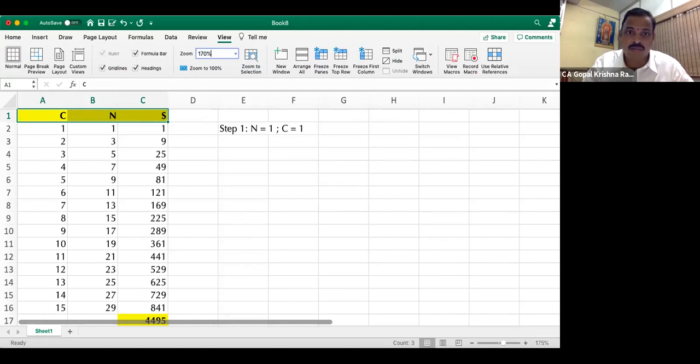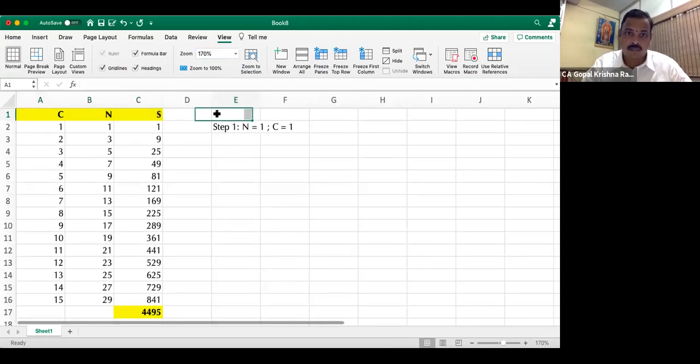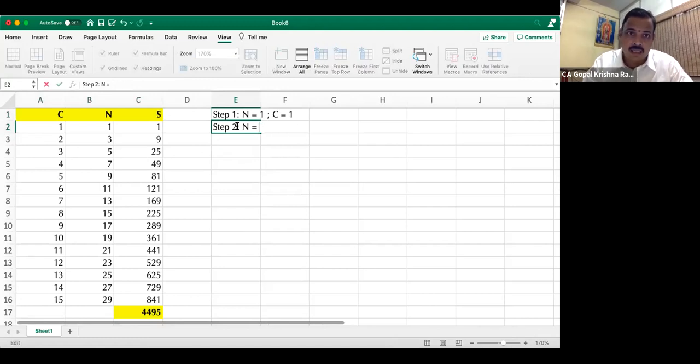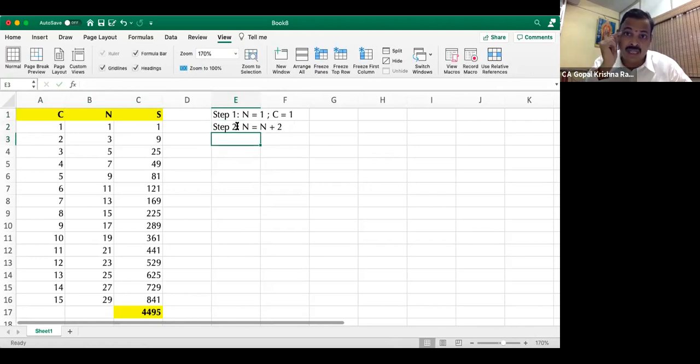Hope it is visible to all of you. Good. So first step 1 is this. So now what is step 2? I will say n I have to increase because what I have done, 1 after 1, n becomes 3. So n becomes n plus 2. That means originally n was 1. 1 plus 2 becomes 3.